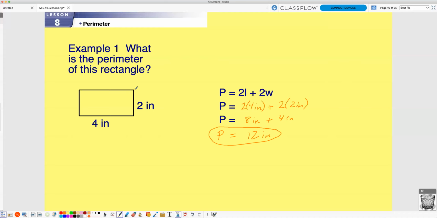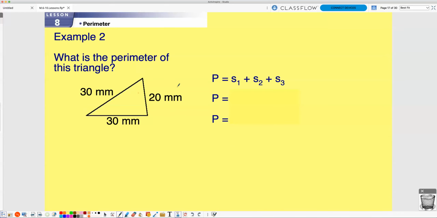And if we check it, if we started at this point, for example, we traveled 2, 4 more would make 6, 2 more would make 8, 4 more would make 12. So it would be 12 exactly as we have there. What's the perimeter of this triangle? Remember, the perimeter of a triangle is simply the perimeter equals side 1 plus side 2 plus side 3. So in this case, it doesn't really matter what side I start with. Let's say this is side 1.